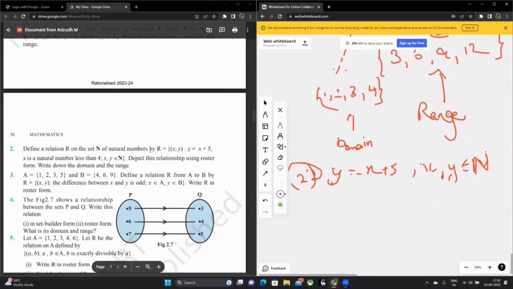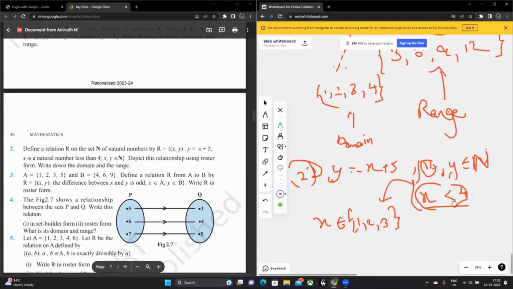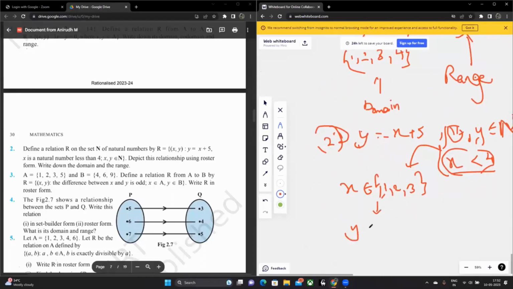So you have the fact that X is less than 4, right? So basically, X belongs to the set {1, 2, 3}, because there are only 3 natural numbers which are less than 4, right? Basically, this statement and this statement give rise to this statement, right? If X is 1, 2, 3, then Y is basically 1 plus 5, that is 6, 2 plus 5, that is 7, 3 plus 5, that is 8. Only 3 numbers, because you only have 3 numbers in the domain. You can have at max 3 numbers in the range, right?